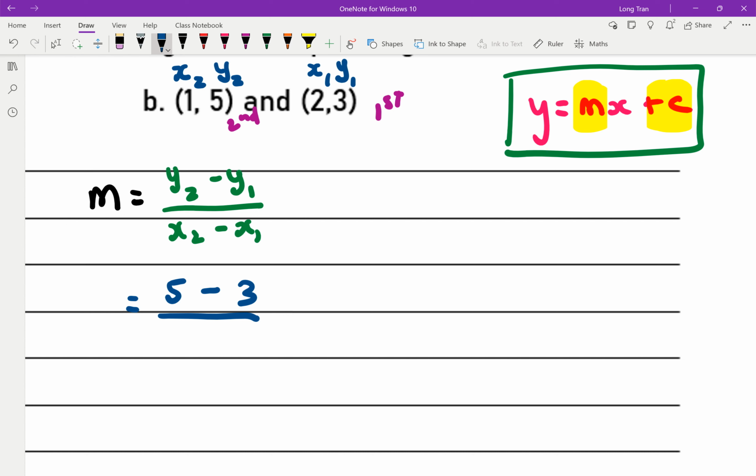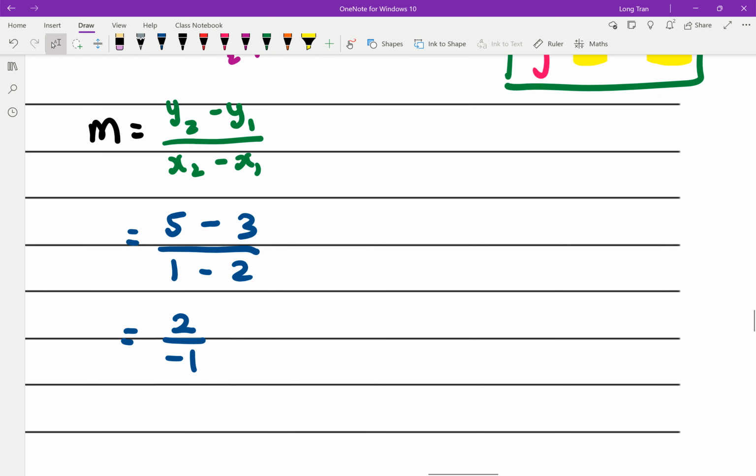So y2 minus y1, we've got 5 minus 3. x2, which we labeled as 1, minus x1 is 2. So I'm going to write here 1 minus 2. So let's work it out now. Logan said, isn't it 2? Yes. 5 take away 3 is 2. What's 1 minus 2? Negative 1. So together, m overall is 2 divided by negative 1. But what's 2 divided by negative 1? Negative 2.